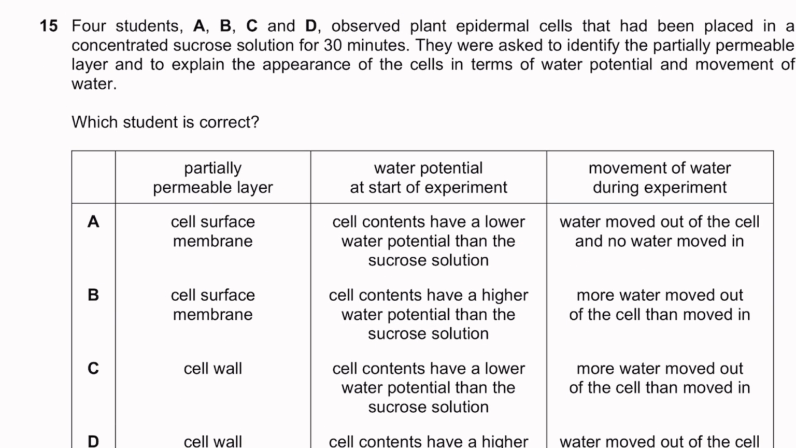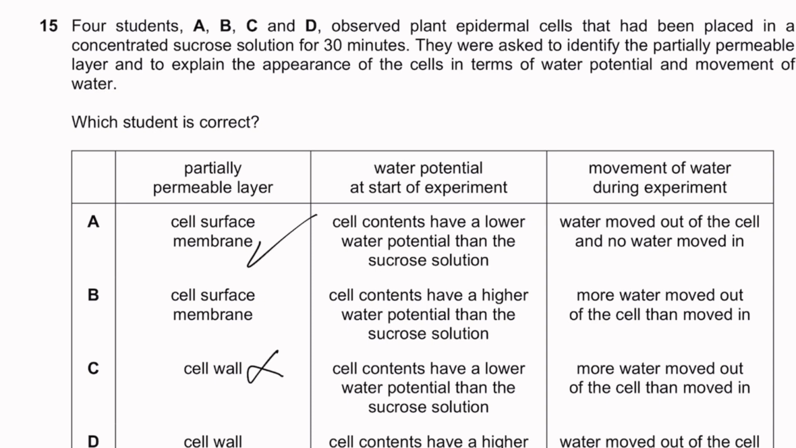Four students A, B, C, D observed plant epidermal cells that had been placed in a concentrated sucrose solution for 30 minutes. They were asked to identify the partially permeable layer, and explain the appearance of the cells in terms of water potential and the movement of the water. So firstly, what is the partially permeable layer? It's definitely the cell surface membrane, not the cell wall. The cell wall is fully permeable to water.